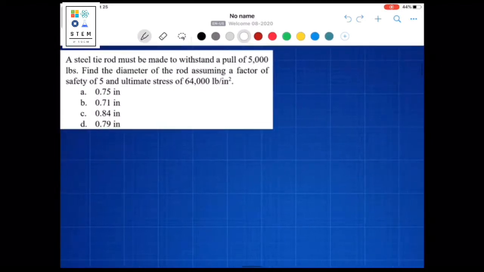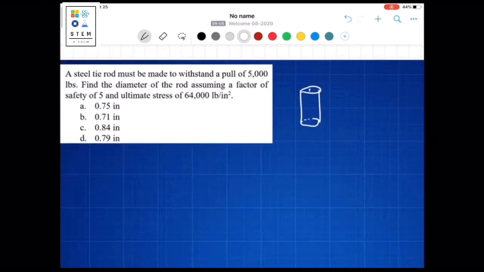Okay, so meron daw tayong tie rod. So, na merong force, pull. So, tensile yan. F. Okay, pinapahanap diameter. So, ano daw yung corresponding diameter considering factor of safety 5, considering yung ultimate stress na 64,000 psi. So, ano yung corresponding diameter ng cross-section?